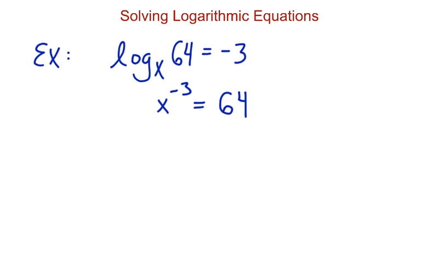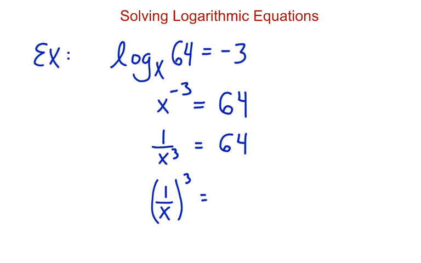And then from there what I'm going to do is say x to the power of -3 is the same as 1 over x to the 3rd, still equal to 64. So all I've done is made my exponent positive by moving it down to the denominator. At this point, I think a lot of you are liking to think about this as 1 over x quantity to the power of 3. And now I've got to start rewriting my base of 64 on the other side as well.